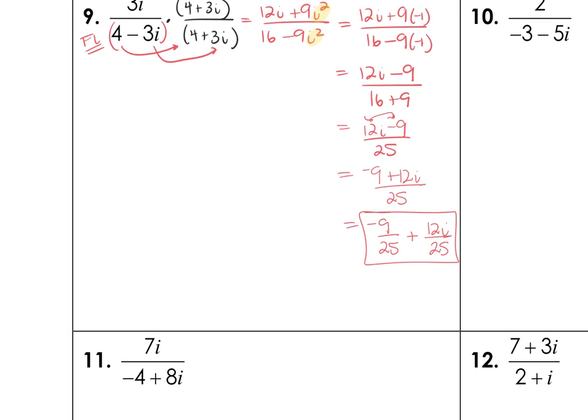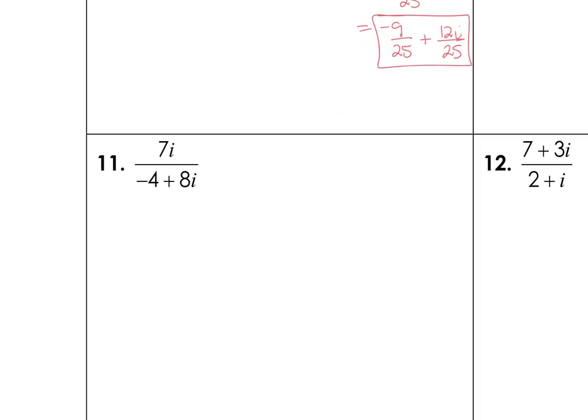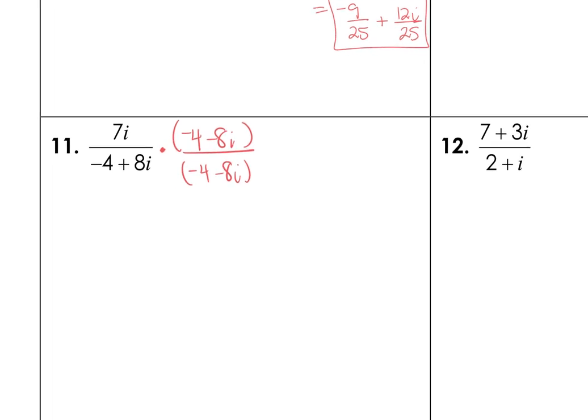Okay. Number 11 is pretty similar. When I go to do this complex conjugate, top and bottom, remember, it's just switching the sign in the middle. So I'm going to multiply top and bottom by negative 4 minus 8i. Let's distribute. 7i times negative 4, I get negative 28i. 7i times negative 8i, I get negative 56i squared.